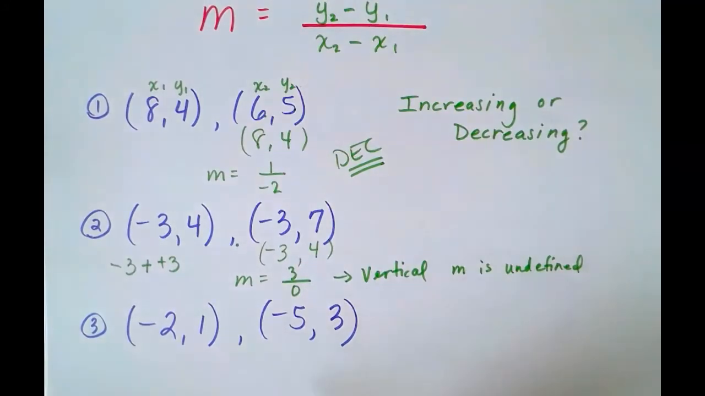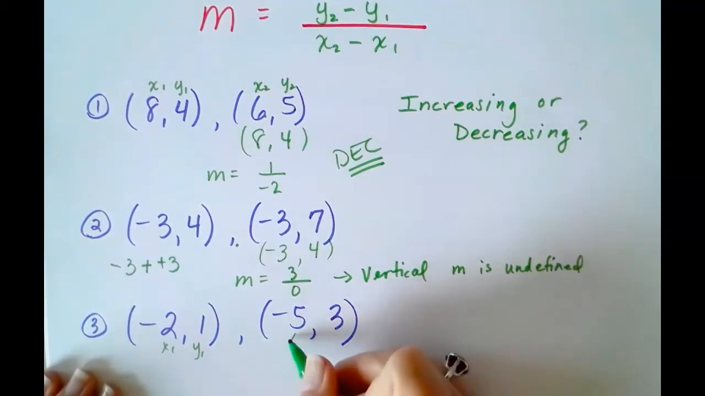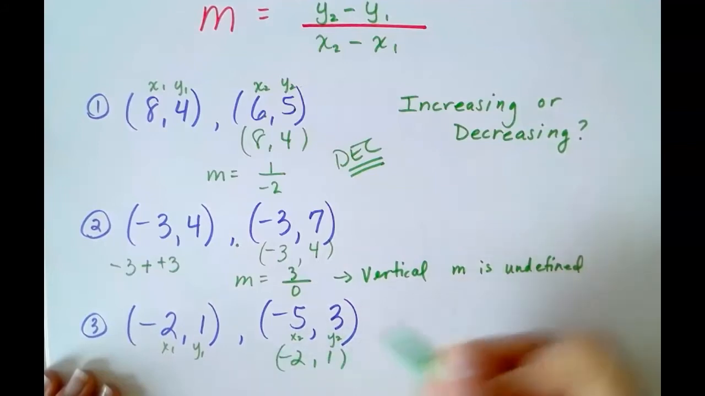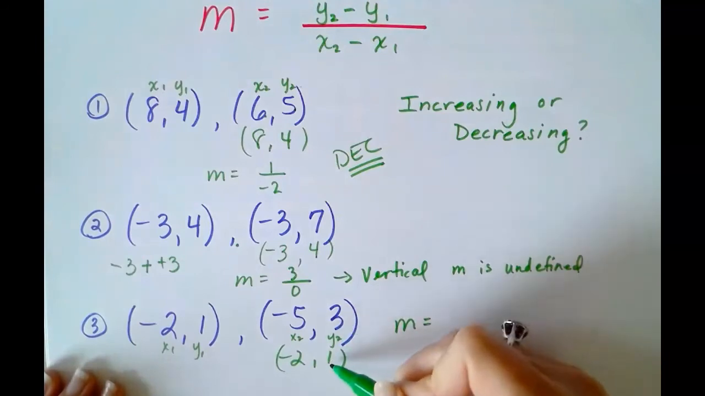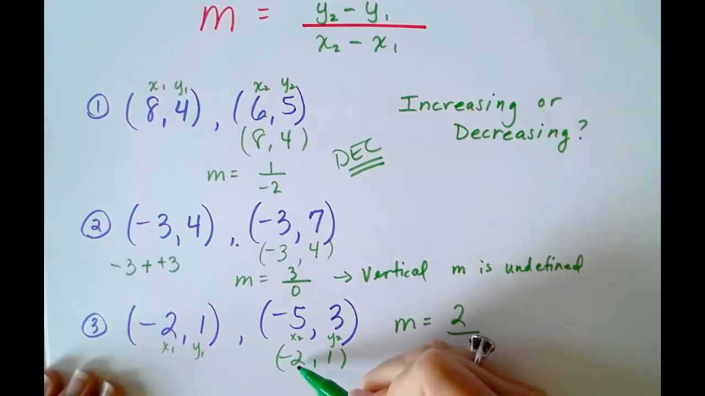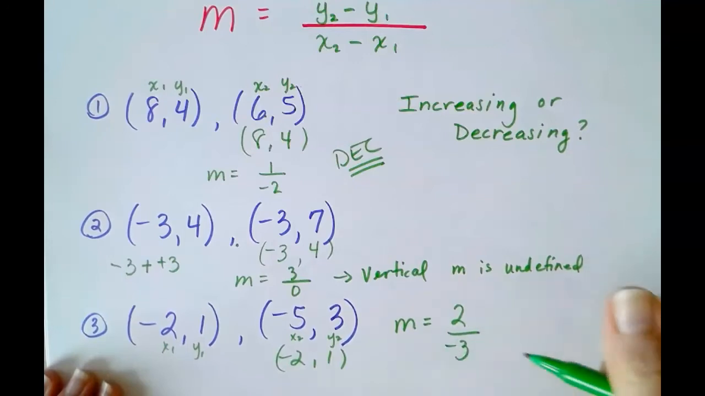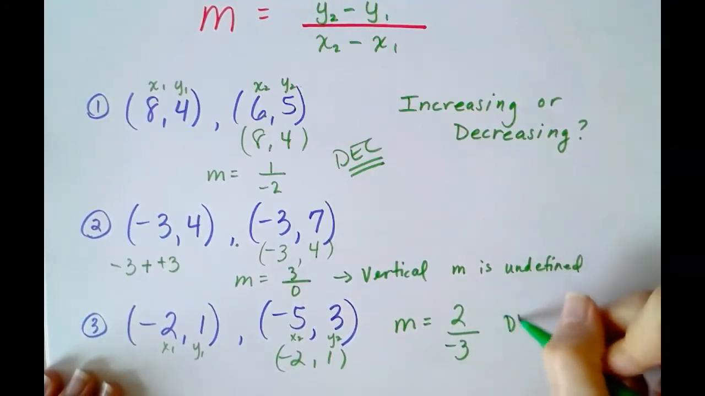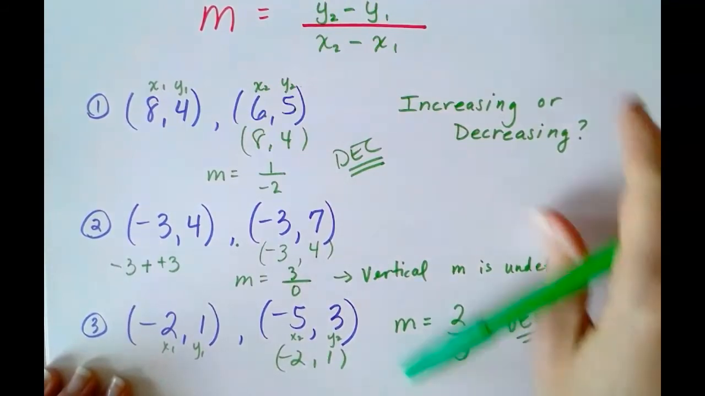Let's do it again on the last pair of points. This is x1, this is y1, this is x2, this is y2. Let's put x1, y1 underneath and let's subtract to find the slope. 3 minus 1 is 2. Negative 5 minus negative 2 is negative 5 plus 2, which is negative 3. Another negative slope, therefore we have a decreasing function. That is how you can find the slope given any 2 points.